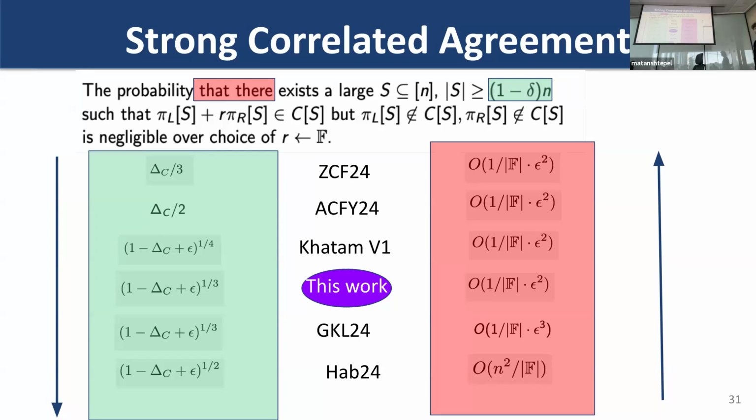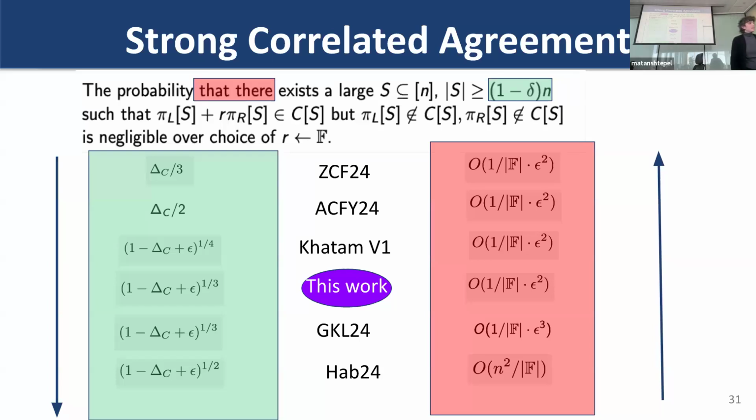These are the range of results, all of which happened in the last year or so. The first one is BaseFold. Sorry, there is actually a mistake in these slides. That should be 1 minus delta C over 3, 1 minus delta C over 2. Apologies. Khatam version 1 was put out in November, which achieved what's often referred to as a double Johnson bound, then updated last month for the 1.5 Johnson bound. GKL24 is another group of researchers working on this. They also got the 1.5 Johnson bound, but with a worse error probability, and then the result from Hadas that I mentioned earlier.